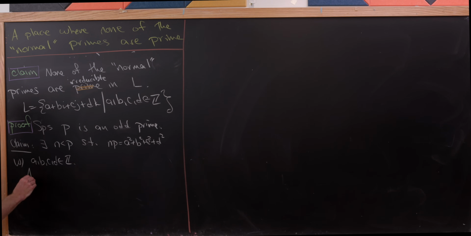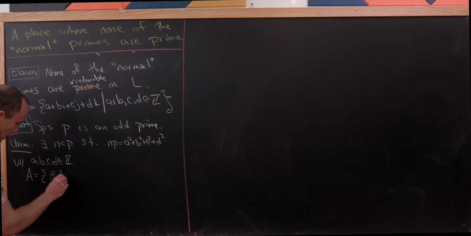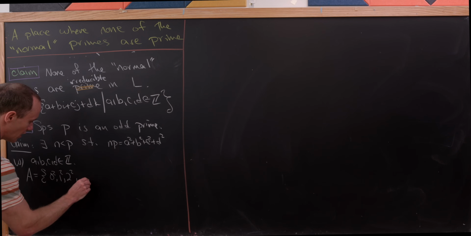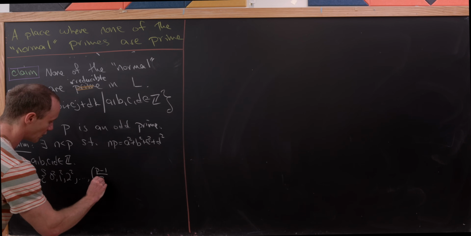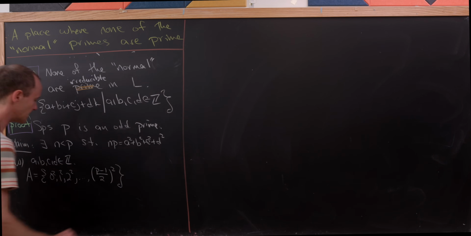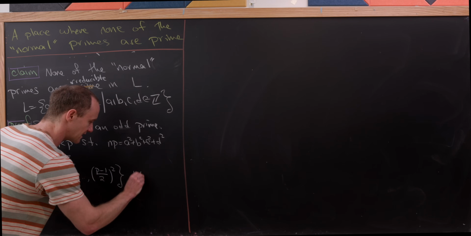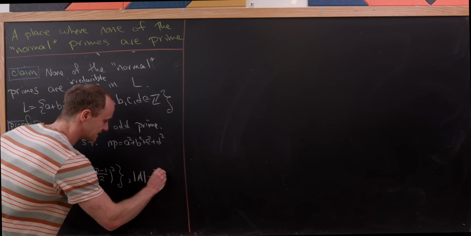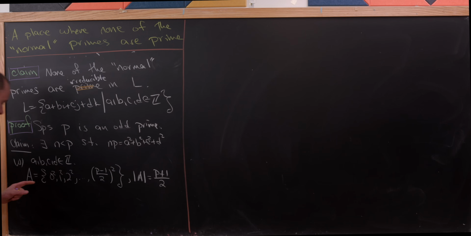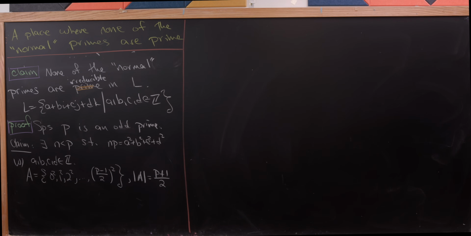Let's consider 2 sets of numbers. Our first set I'll call A, and that's going to be 0 squared, 1 squared, 2 squared, all the way up to (p minus 1 over 2) squared. So that's going to be a set of integers. Since p is an odd prime, p minus 1 is even, divided by 2, that's still an integer. Now I'd also like to observe that the number of elements in A is p plus 1 over 2, because we're starting counting at 0.